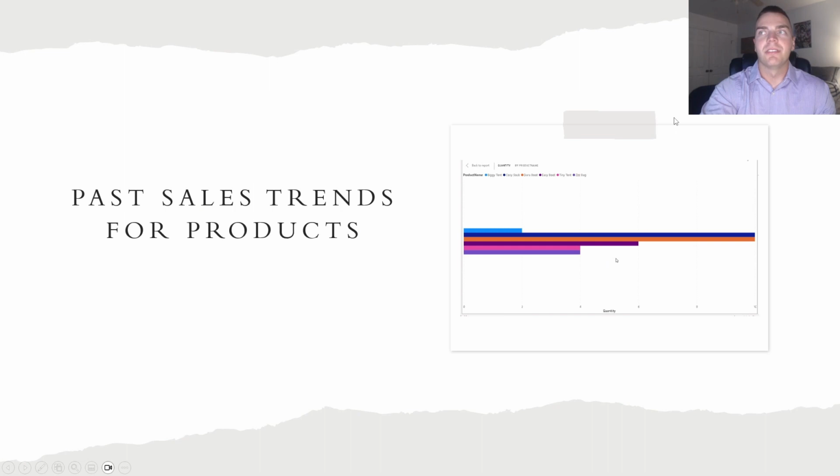So the first graph is past sales trends for products. For this company, as you can see, it has 10 each of the cozy socks and Dura boots. It's a little small on my screen, but it is visible.